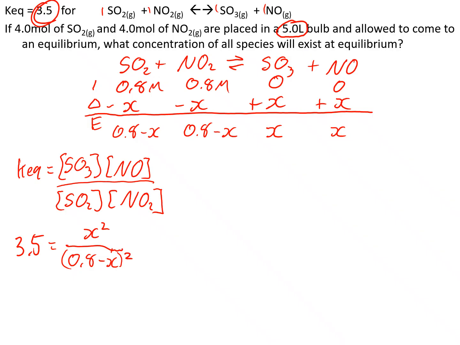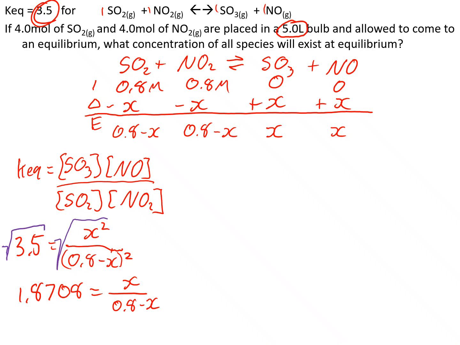So now what I'm going to do is solve for X. The first thing I'm going to do is take the square root of both sides. So I take the square root of 3.5, so root 3.5, and I get 1.8708 equals, and the square root of X squared is just X, over the square root of 0.8 minus X, which is 0.8 minus X, like that. Okay. I'm going to multiply both sides by 0.8 minus X.